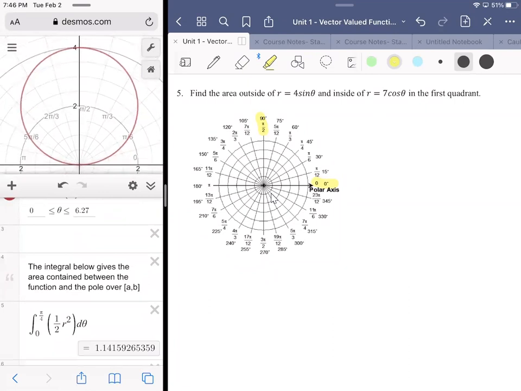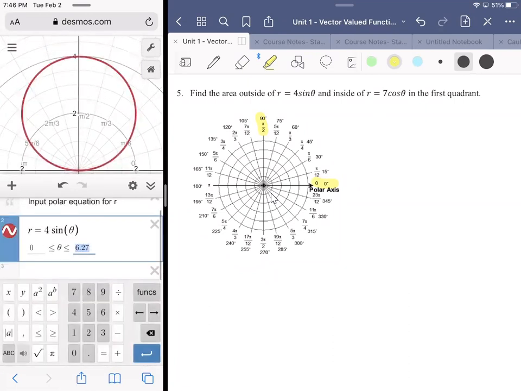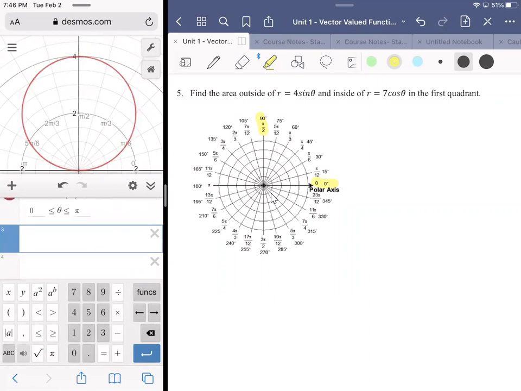I'm not seeing any gaps. So what I'll do is I'll dial it back to pi, and there you see I get a full circle there. All right. So how did I know to go pi?